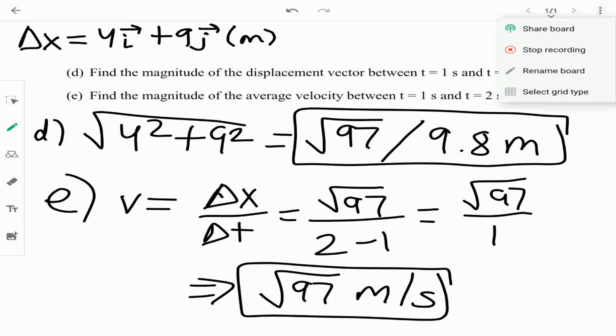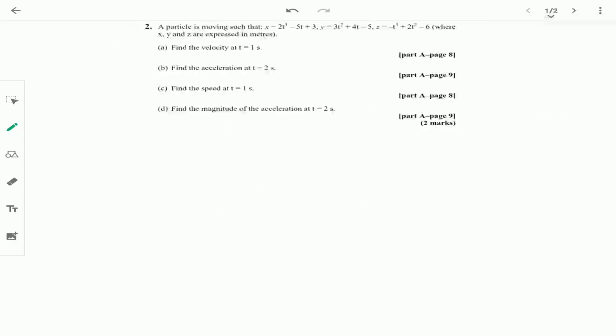Let's do number 2 now. A particle is moving such that x equals 2t cubed minus 5t plus 3, y equals 3t squared plus 4t minus 5, and z equals minus t cubed plus 2t squared minus 6, where x, y, and z are expressed in meters. Part A says find the velocity at time 1 second, B says find the acceleration at 2 seconds, C says find the speed at 1 second, and D says find the magnitude of the acceleration at 2 seconds. All of you can pause the video and solve the questions, and after a few seconds we'll check together.